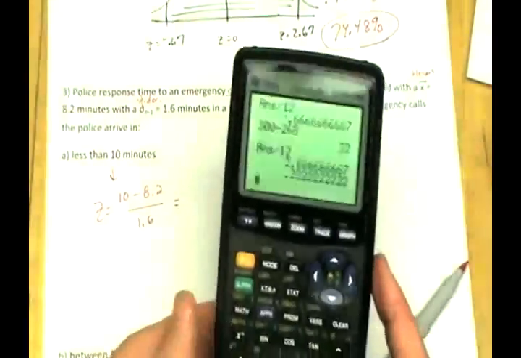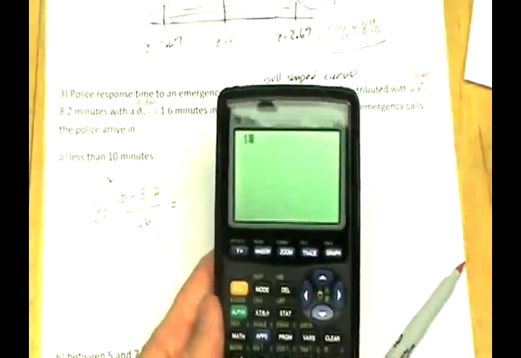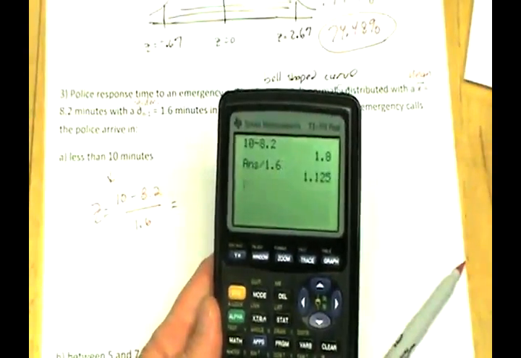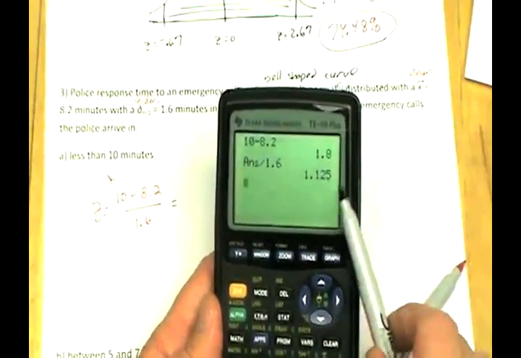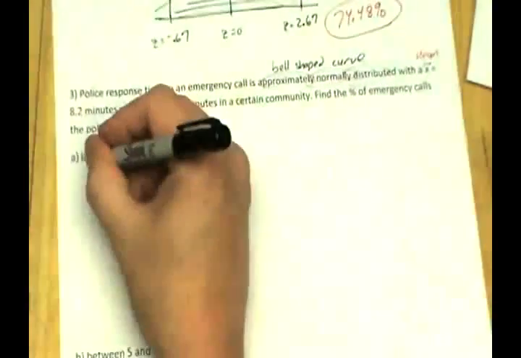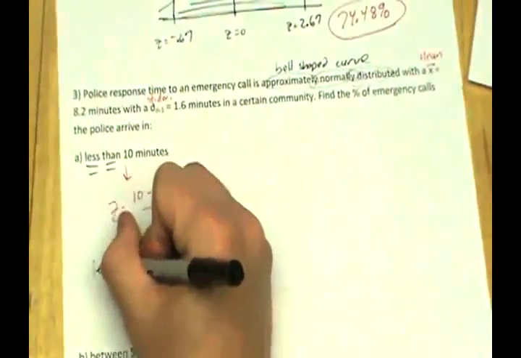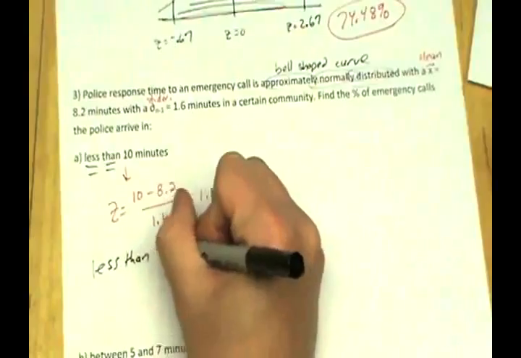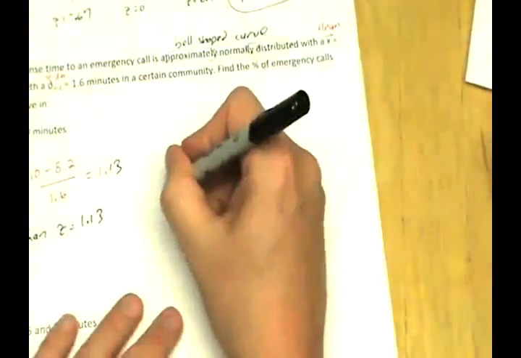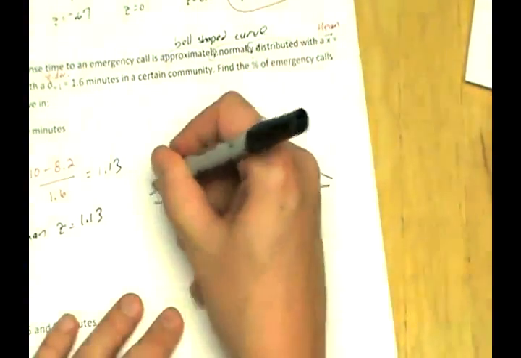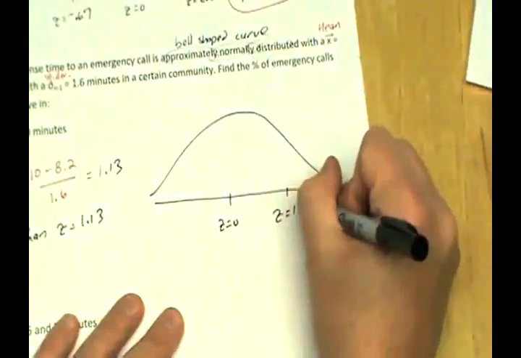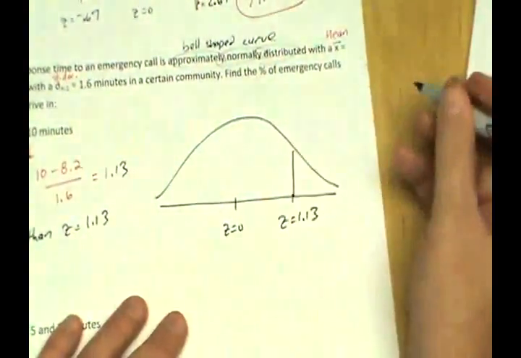All right, so I'll put the calculator over here. 10 minus 8.2 divided by 1.6 is 1.125. Let's round that to 1.13. And this tells me I want less than that. So what percentage of calls are less than 10 minutes? It turns out to be less than a z-score of 1.13. We draw ourselves a bell-shaped curve. Okay. We want less than.